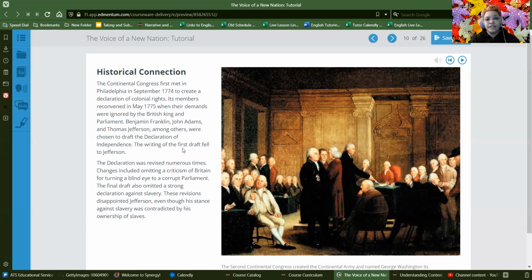So it says they also omitted, unfortunately, a strong declaration against slavery. It says these revisions disappointed Jefferson, even though his stance against slavery was contradicted by his ownership of slaves.